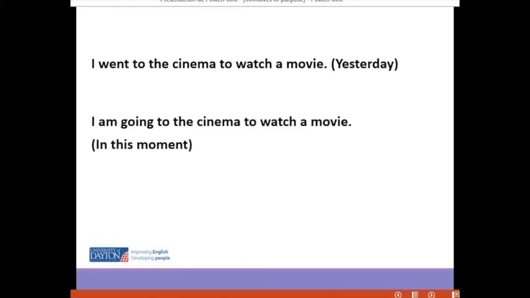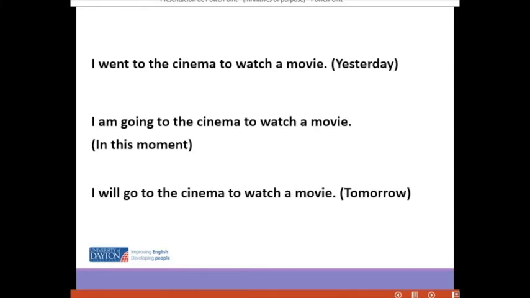I am going to the cinema to watch a movie. That is in this moment. I know this because of the words I am going. Okay, so this is in this moment. And finally, I will go to the cinema to watch a movie tomorrow. I know this is tomorrow because I have the word will. Okay, so we have three examples of the use of infinitives in past, in present, and in the future.